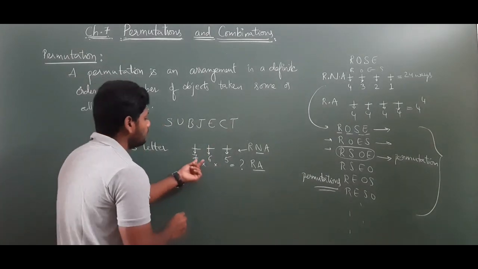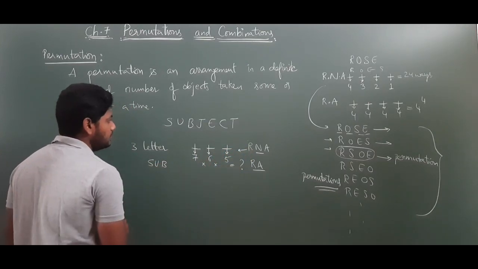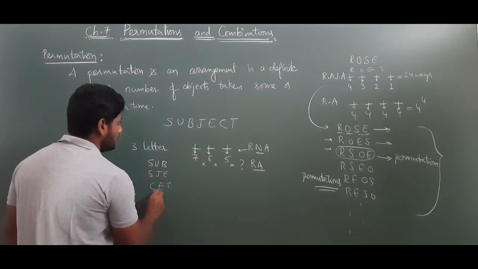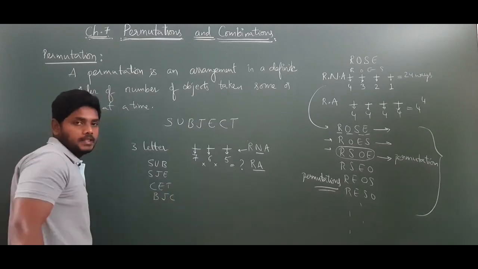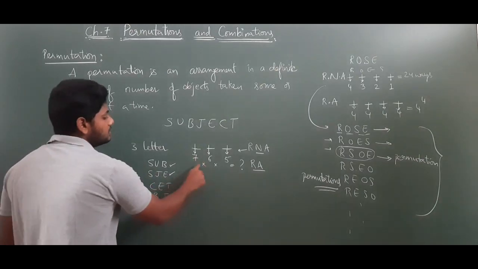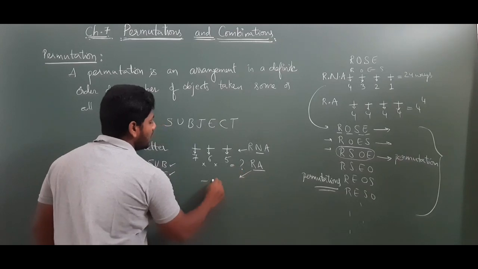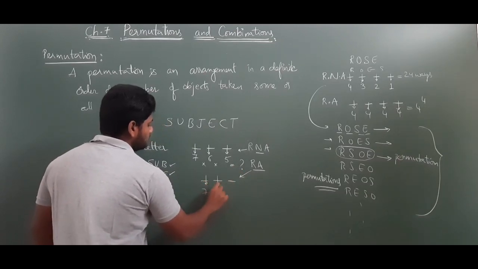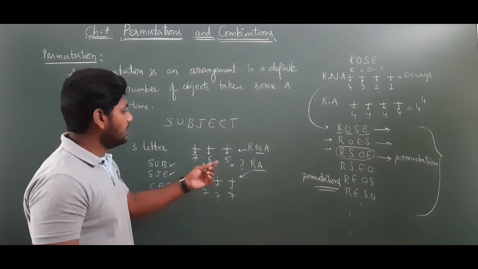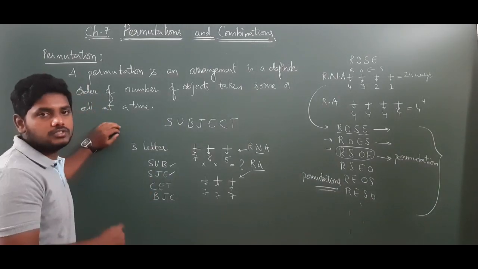Why? Because, for example, if you want to find a 3-letter code in the RNA case, it may be SUB or it may be SJE or it may be CET or it may be BJC. These are individually considered as permutations. So this many permutations we can form in the case of RNA. In the case of RA, this will be 7, this will be 7, this will be 7. Combined we will consider as permutations. This is about permutations. Pause the video to note it down.